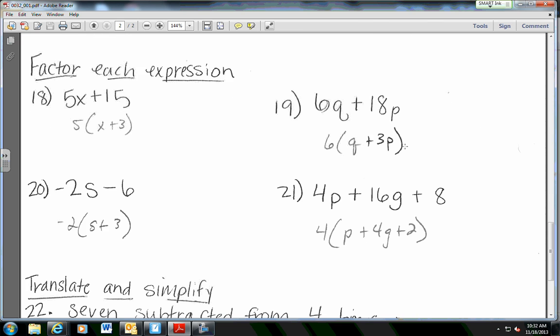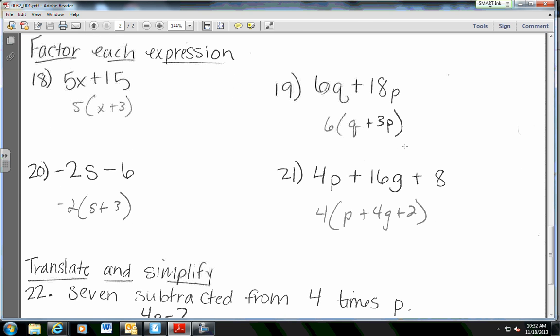And then the next section, factor each expression. I believe this is just like 3.5, lesson in chapter 3. We pull out their greatest common factor. So we look at 5x and 15, and we find what's the biggest number that will divide both of them. Well, that number is 5. 5 is the biggest number that divides them both. Then you just say, okay, 5 times what gives me 5x? Well, that would be x, or 1x. So 5 times x would give you 5x. Plus 5 times what would give you 15?